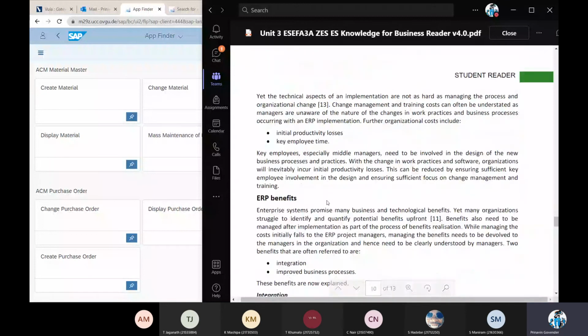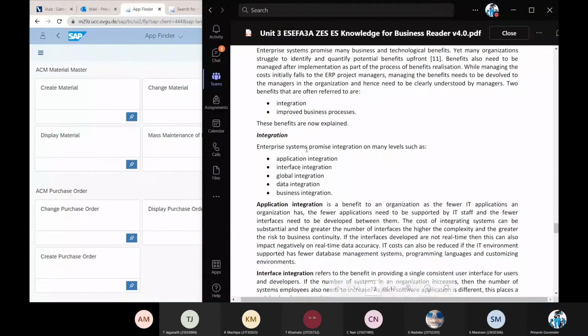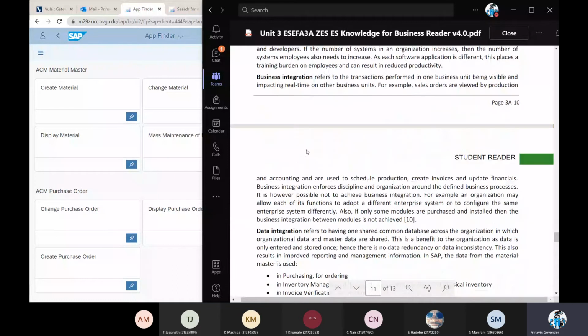What are the benefits of an ERP system? We did this in the first semester. We spoke about how it improves business processes and integrates with other modules in the business. You can read up on all of this. We covered this in PowerPoint in our first semester.